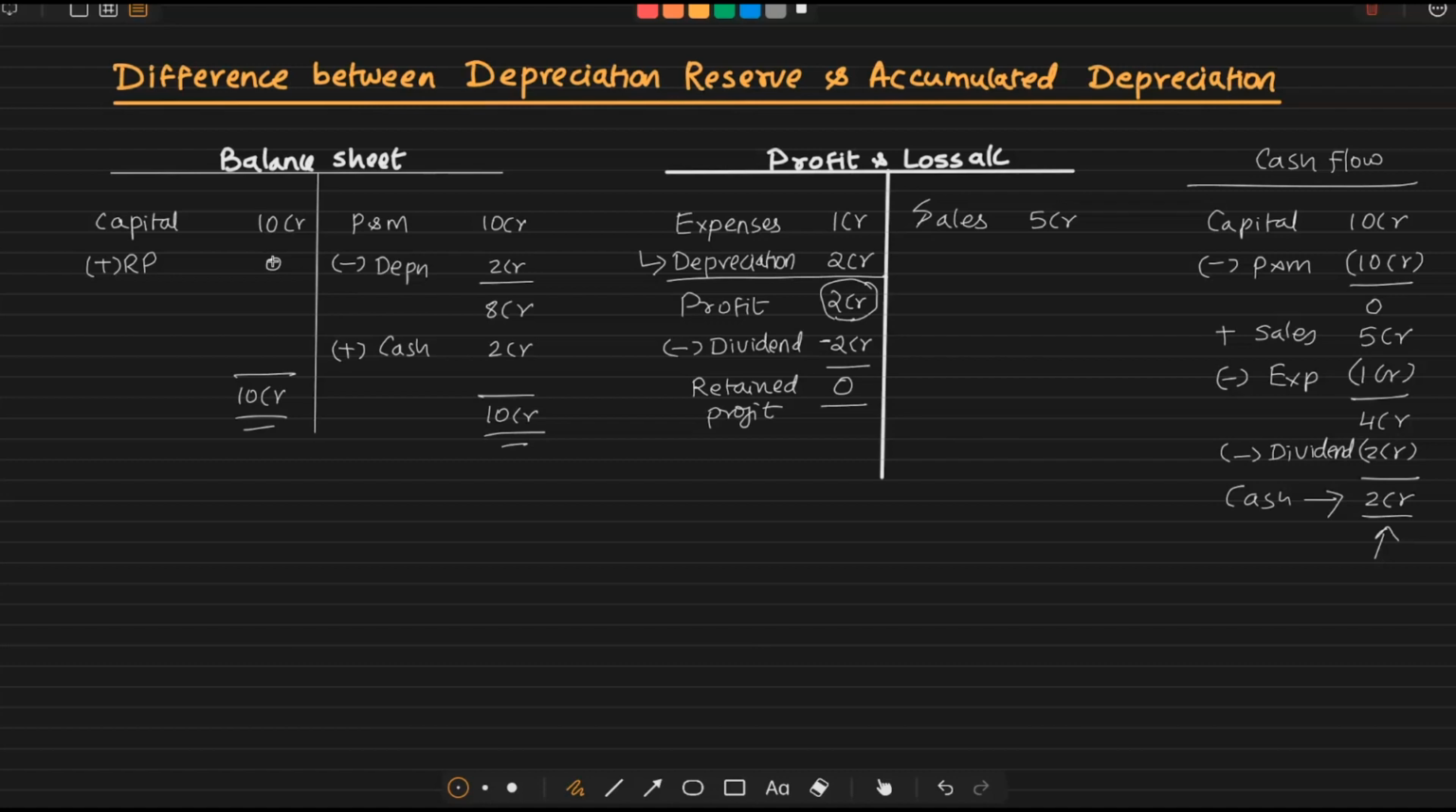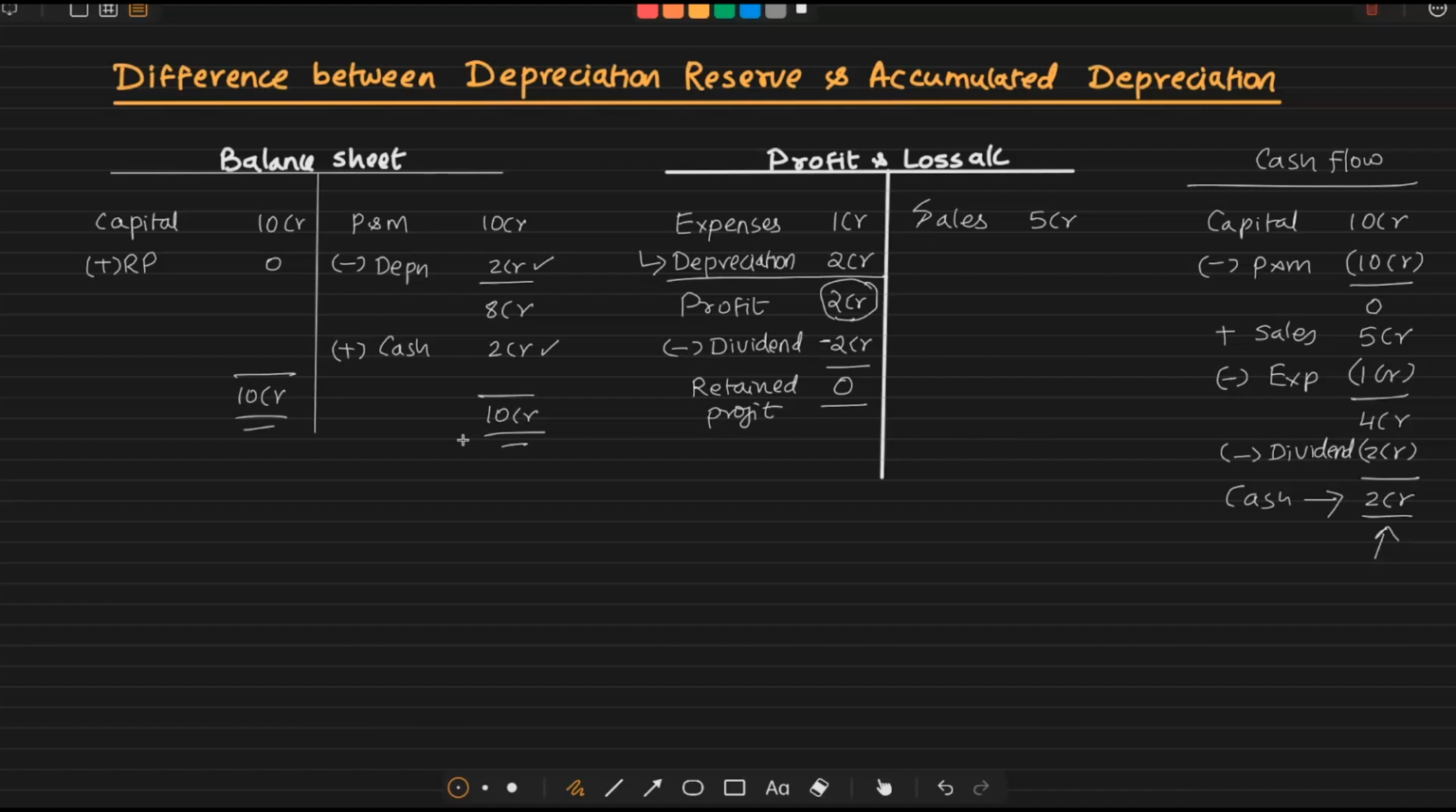But what happened on the other side? The plant and machinery value reduced by 2 crore in the name of depreciation. But on the other side, cash balance increased by 2 crore. So, there is a reduction in the value of the asset, depreciation 2 crore. And there is a cash balance available, 2 crore. Now, this is only the first year position.